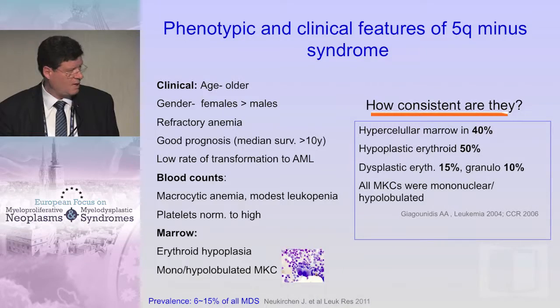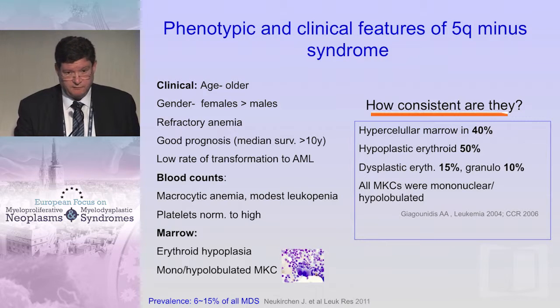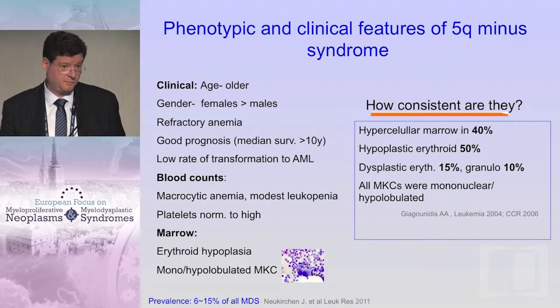Refractory anemia, peripheral blood, good prognosis. The median survival is usually longer than 10 years, and it has a low rate of transformation to acute leukemia. Well, how consistent these clinical features are, as everything else in biology, they are not completely consistent.